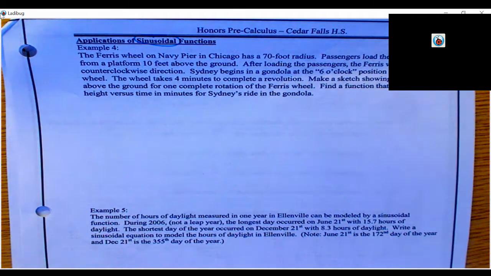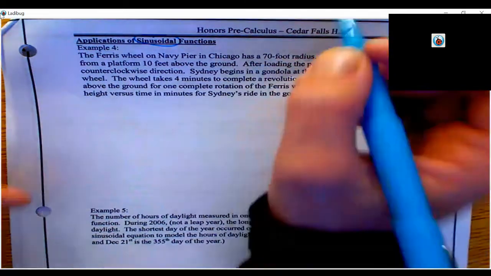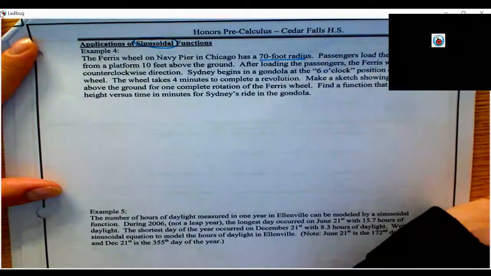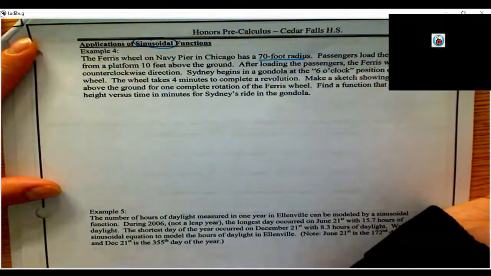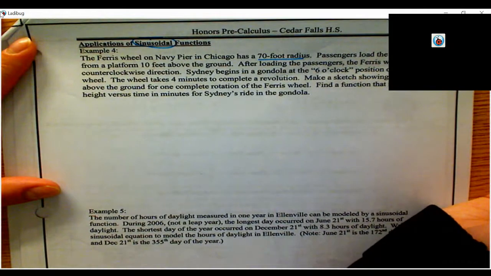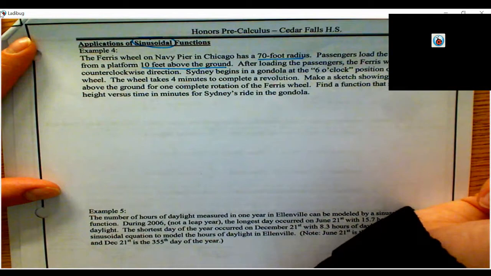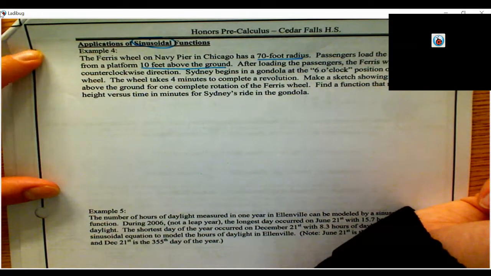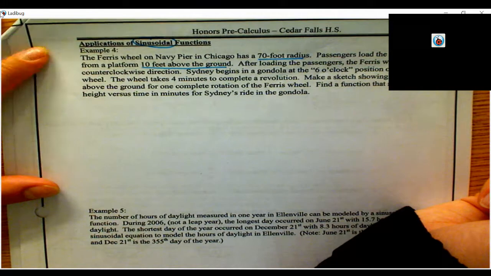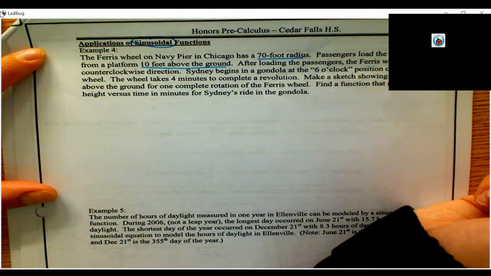So it says the Ferris wheel on Navy Pier in Chicago has a 70-foot radius. That's key. Passengers load the Ferris wheel from a platform 10 feet above the ground. Also important. After loading the passengers, the Ferris wheel moves in a counterclockwise direction. Sydney begins a gondola at the 6 o'clock position of the Ferris wheel. The wheel takes 4 minutes to complete a revolution.